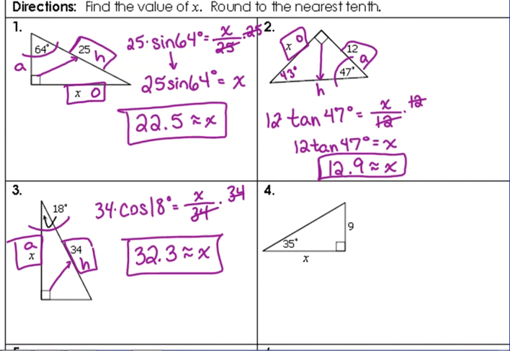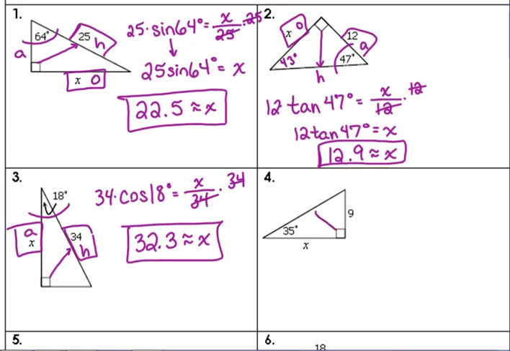Okay, a couple more. Number 4. Right angle points to the hypotenuse. Draw the curve. It touches the hypotenuse and the adjacent. Odd man out is the opposite. So we know the opposite. We want the adjacent. Opposite and adjacent is tangent. So tangent of our angle is equal to the opposite 9 over the adjacent X.